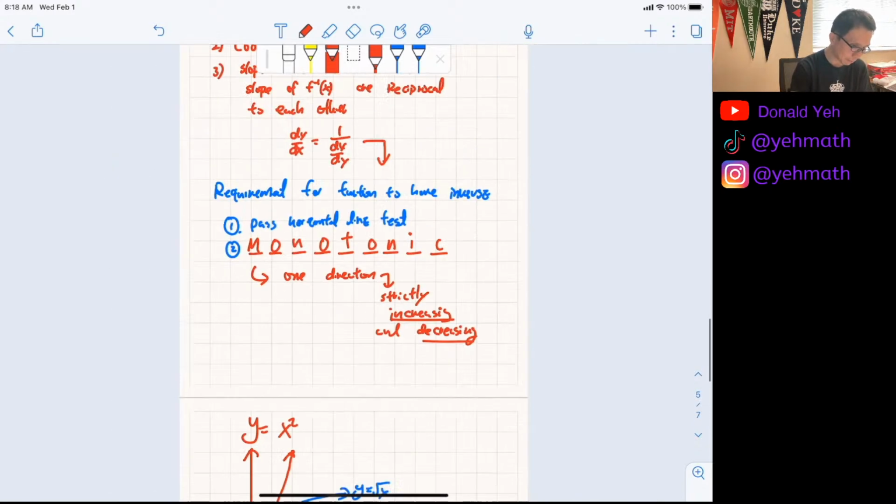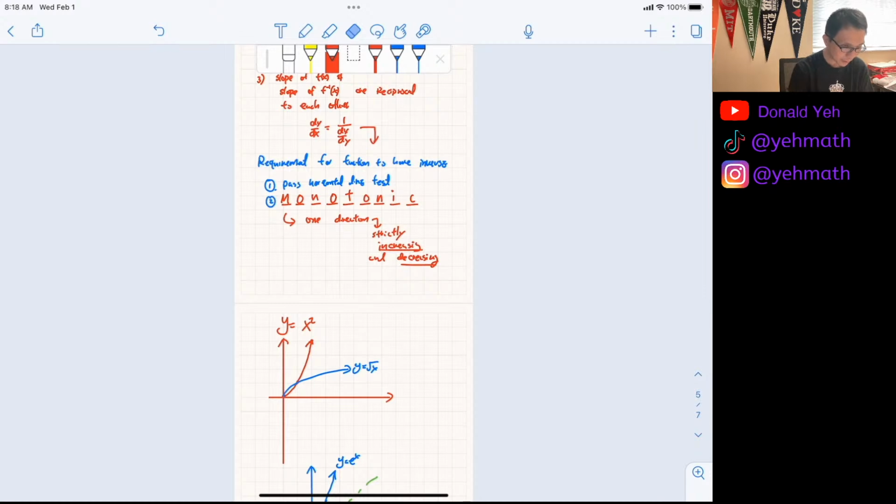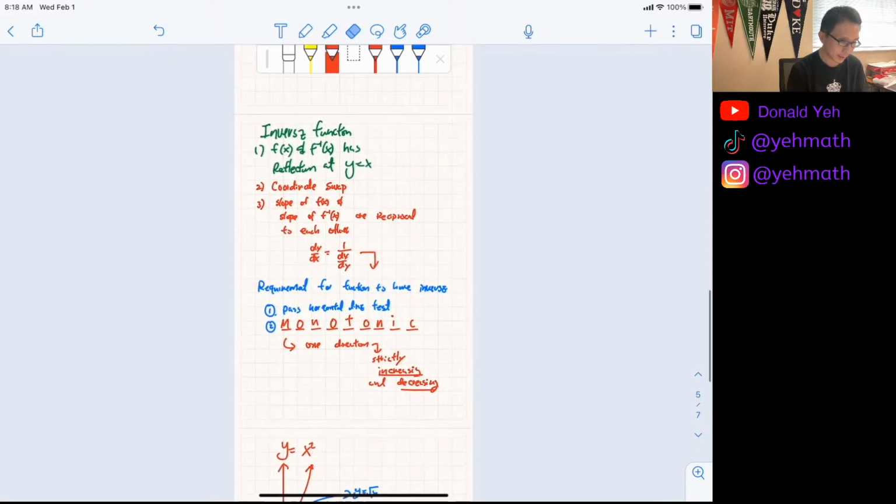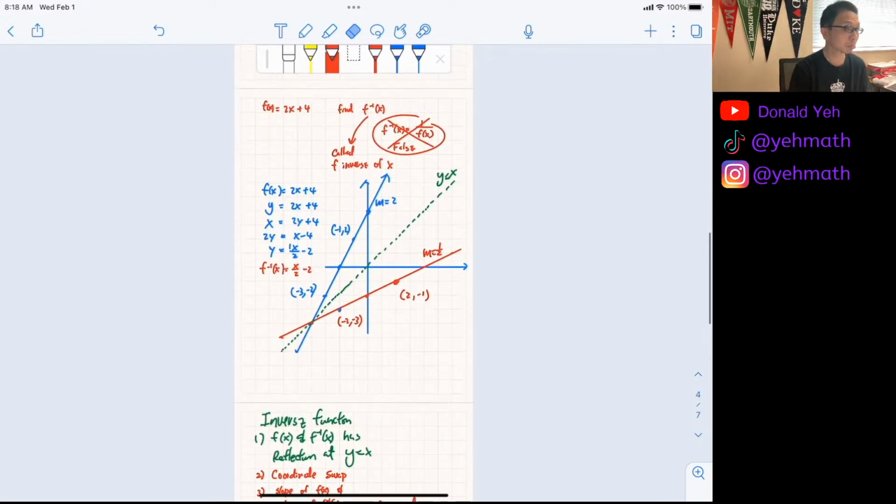Now, with that being said, monotonic. It must pass the horizontal line test. Yes, monotonic is synonymous to the horizontal line test. It means almost the same. But what does monotonic mean? It is strictly increasing or decreasing. If a function is strictly increasing or decreasing, then you can have an inverse. So this is what you learn in pre-calc.